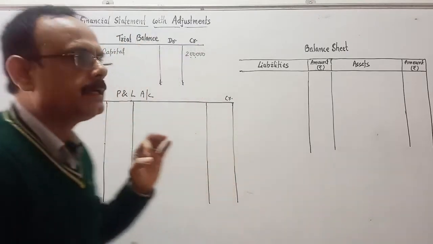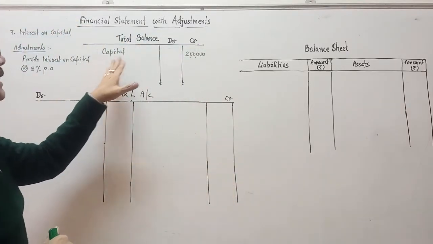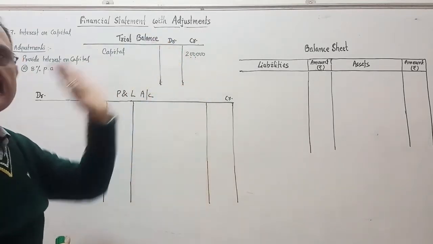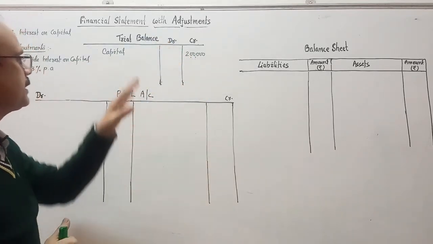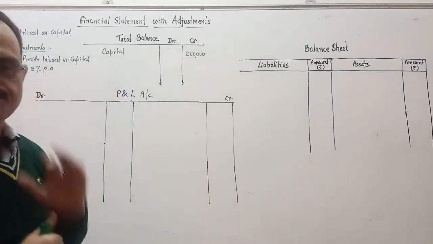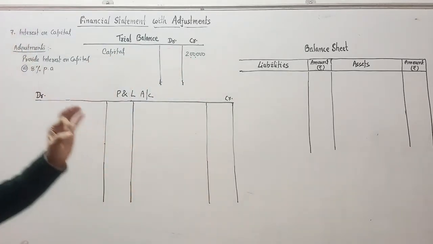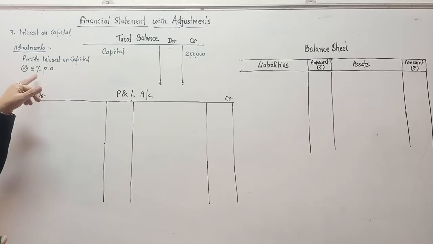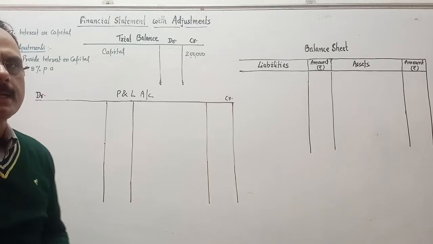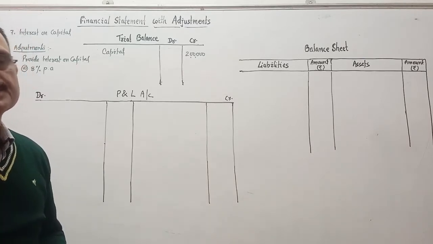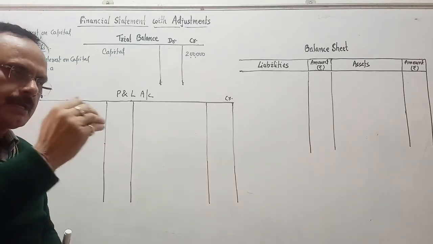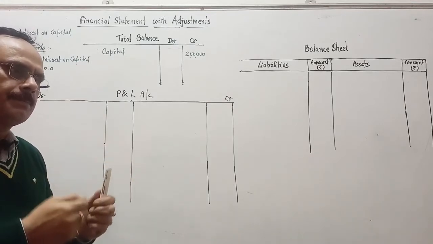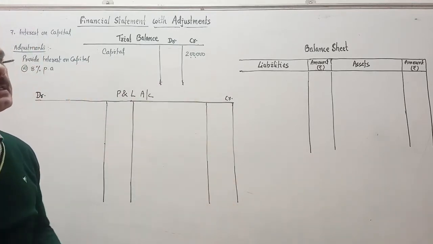So suppose capital of the proprietor is 2 lakhs, which is given in the trial balance, and in the adjustments it has mentioned that provide interest on capital at the rate of 8% per annum. You have to do the provision for interest on capital at the rate of 8% per annum. So interest on capital will be given by the business to the proprietor. So this is an expense.